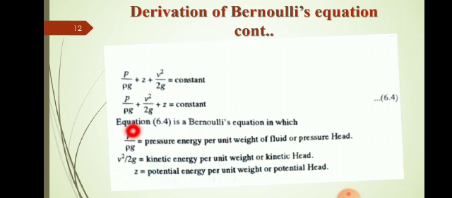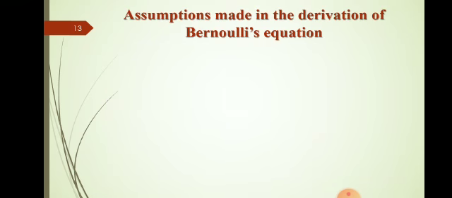Here p by rho g is called pressure energy per unit weight of flow, or the pressure head. V square by 2g is the kinetic energy per unit weight, or the kinetic head, and z is the potential energy per unit weight, or the potential head. So this is the pressure head, this is the velocity head, and this is the potential head. So p by rho g plus v square by 2g plus z is equal to a constant. This equation is known as Bernoulli's equation.